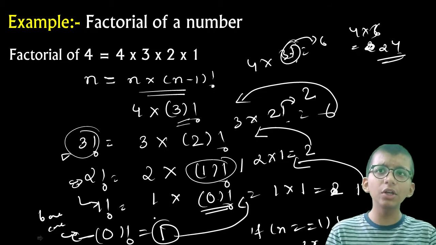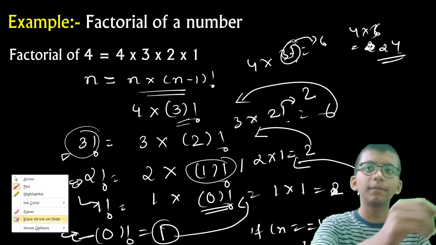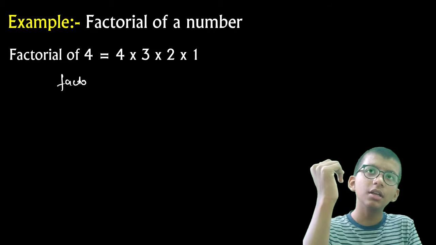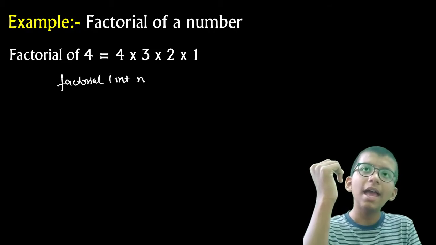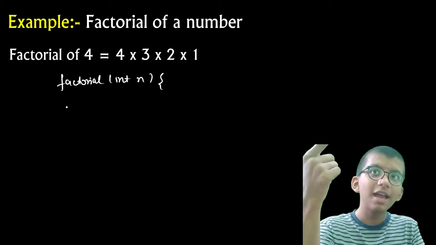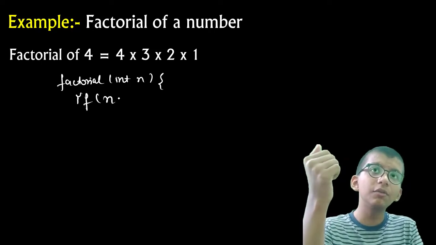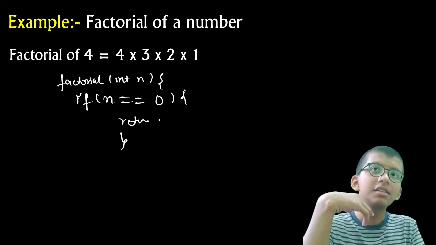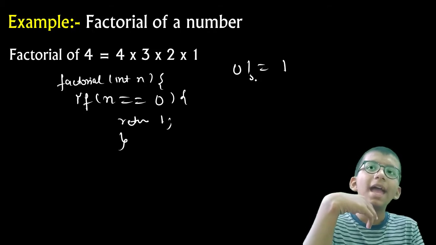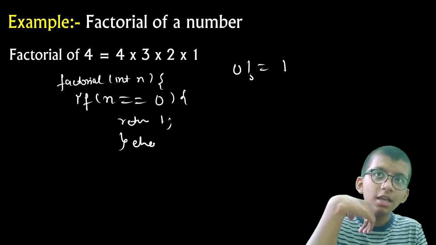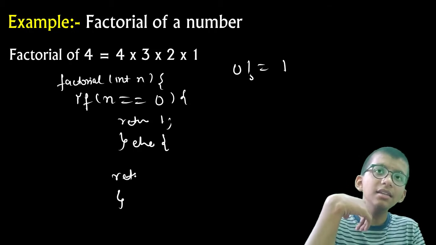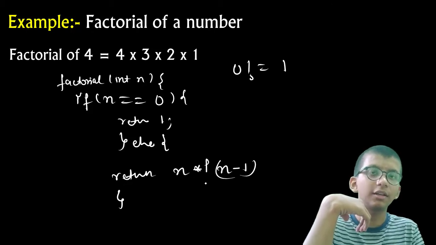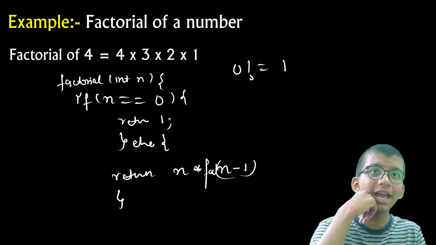So let's talk about how we code it, and understand it in a better way. For coding it, let's say we have a function factorial which takes an integer n, and we check whether the number equals 0. If it is, then we'll return 1, because 0 factorial equals 1. Otherwise, we will return n times the factorial of n minus 1. So we will make use of factorial here, and again call this function with n minus 1.